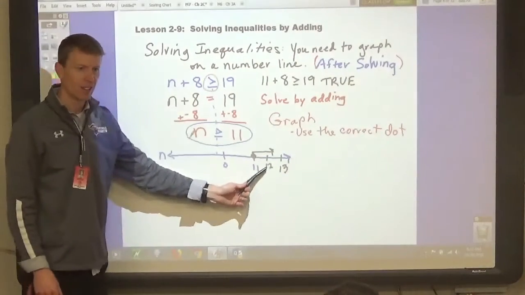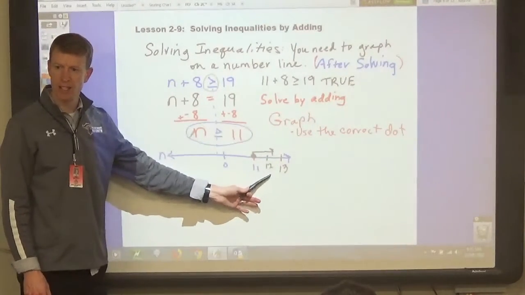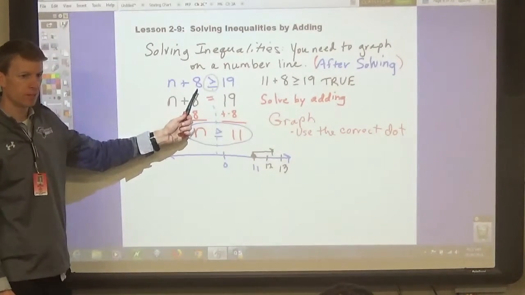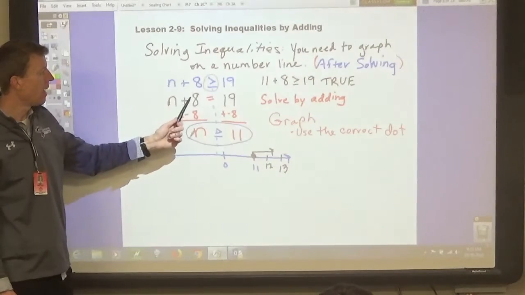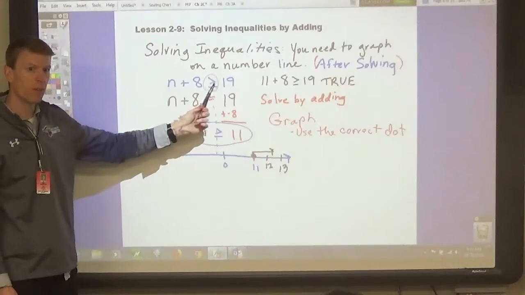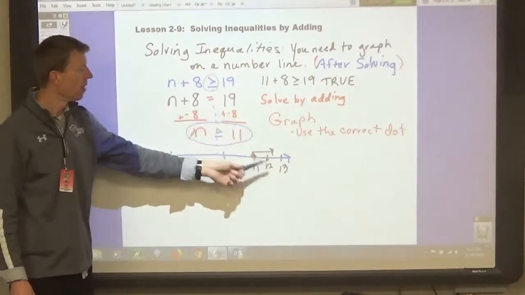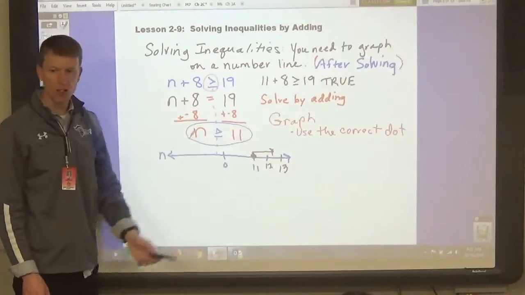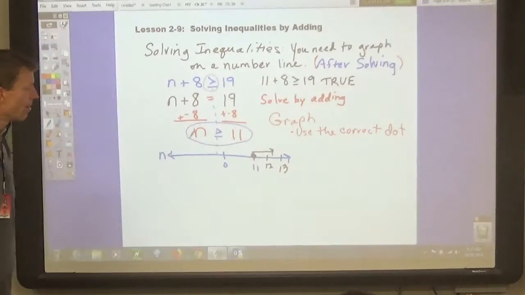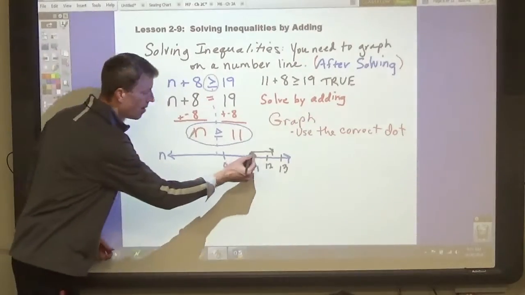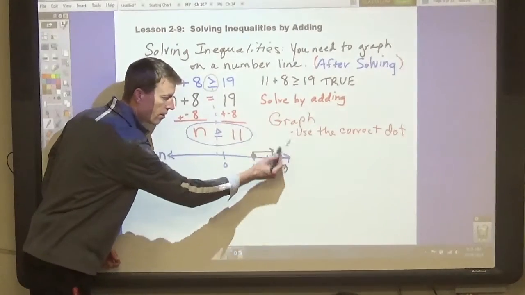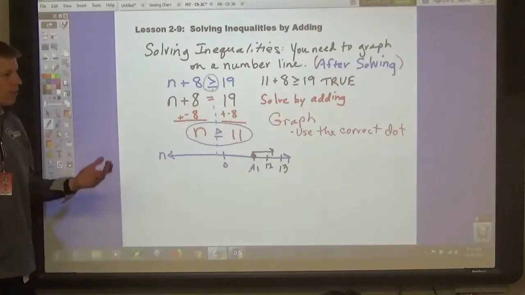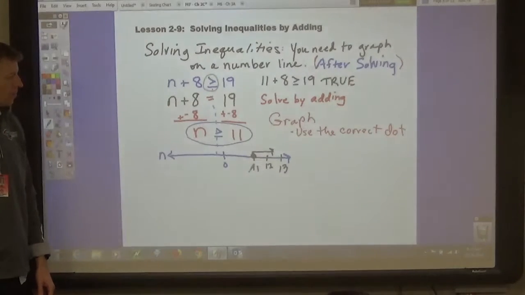11 plus 8 is equal to 19. But 12 is also a possible solution, isn't it? Look, 12 plus 8 is 20, right? And that is greater than 19, so that also makes the inequality true. And 13 makes this a true statement. And 14 and 15 and any number that's greater than or equal to 11. That's why this is our solution. That's why the graph shows our solution, because the graph shows all of the possible solutions. Okay?